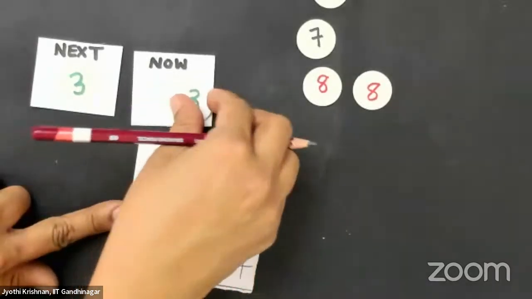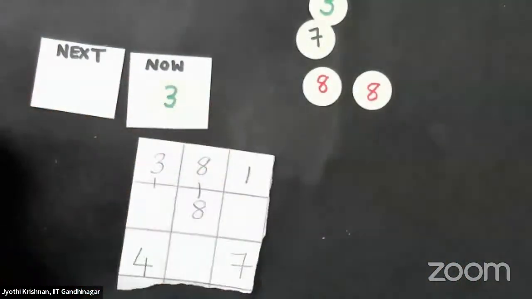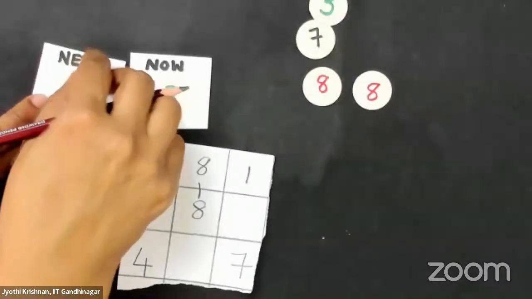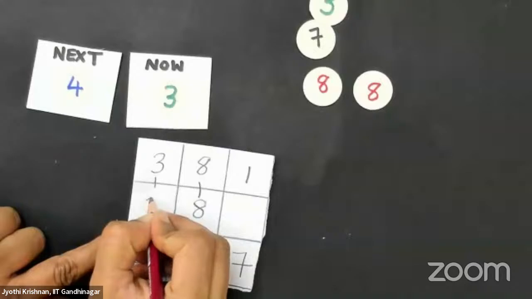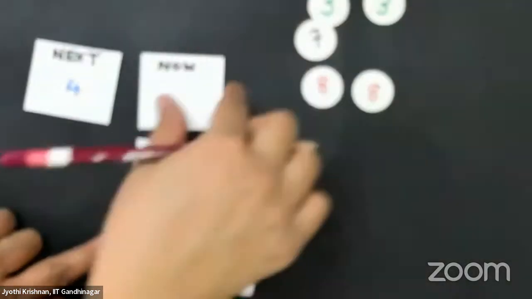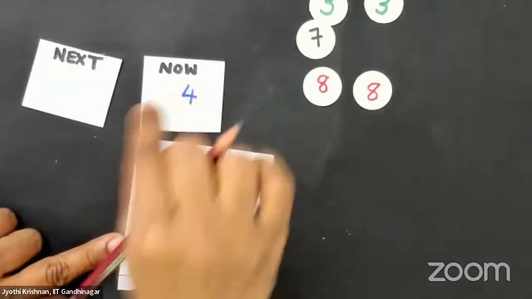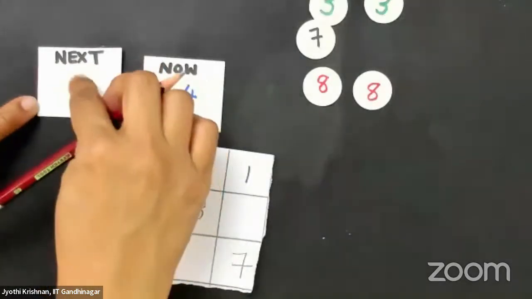Okay, and now after 3, we have one more 3. So now you want to place the 3 closer to the 3. So here you get the 3. Okay, and what is there after 3 now? We have 4, and after 4, we will have one more number, that is 2.